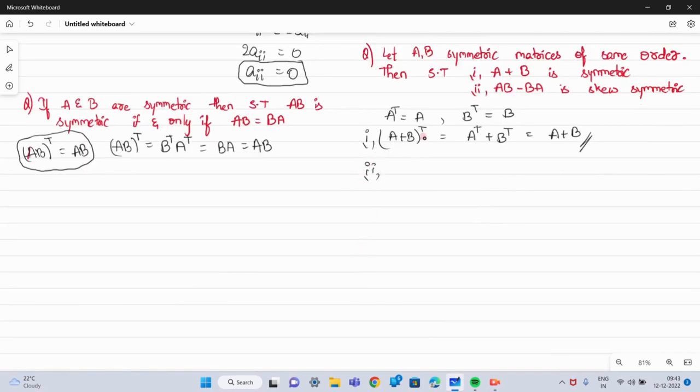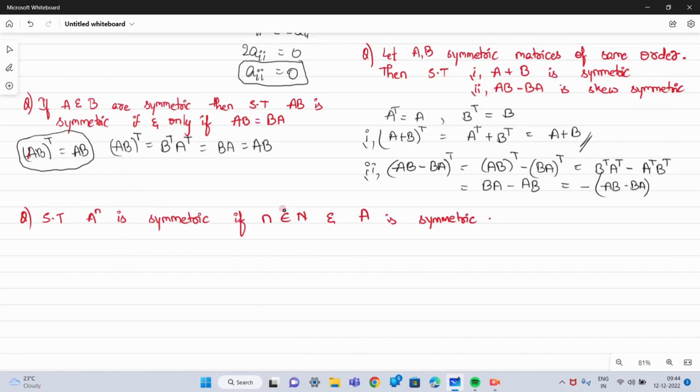Now, second, AB minus BA is skew symmetric. How to prove this? Take first the transpose of this. Now, according to the properties, we can write it as AB whole transpose minus BA whole transpose. Now, according to the reversal law, we can write it as B transpose A transpose. Again, for this, according to the reversal law, A transpose B transpose. Now, from the given, we can write it as BA minus AB. Now, we can write it as, taking minus common, minus of AB minus BA. Hence, AB minus BA is skew symmetric.